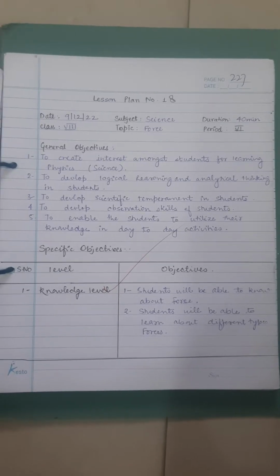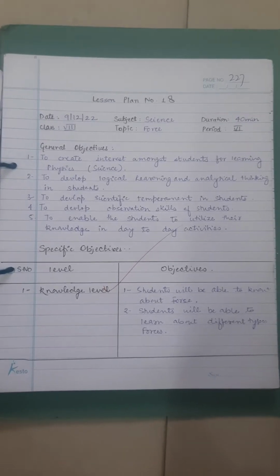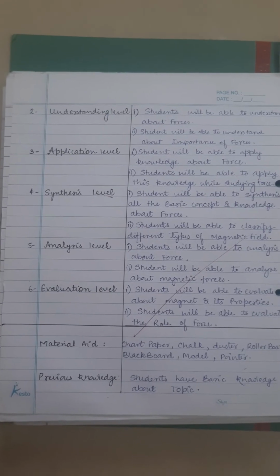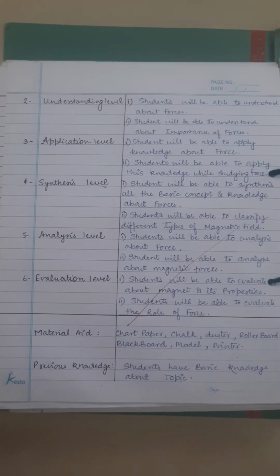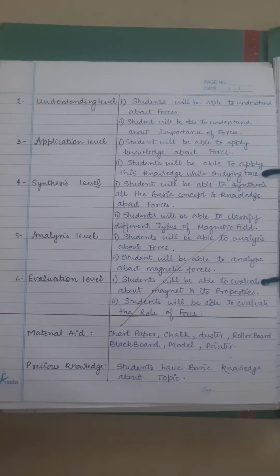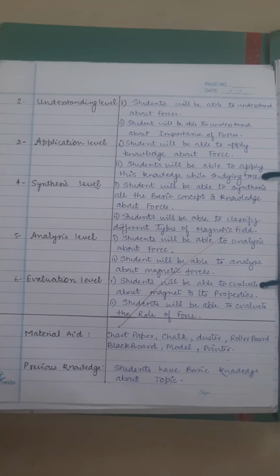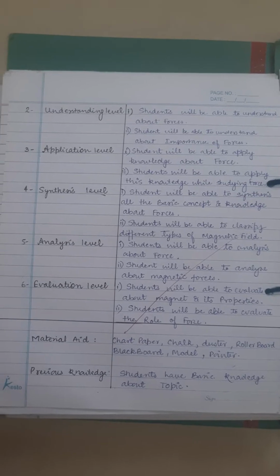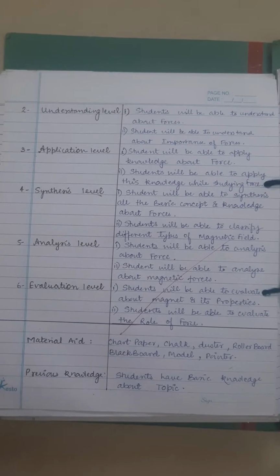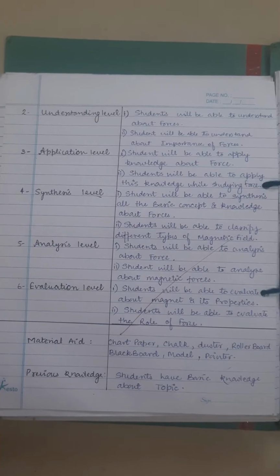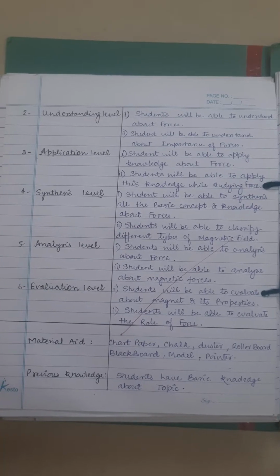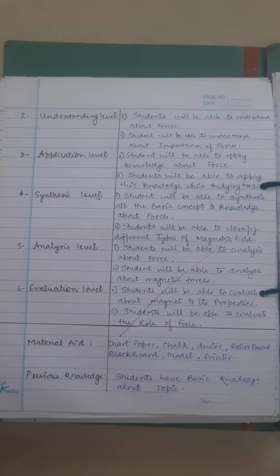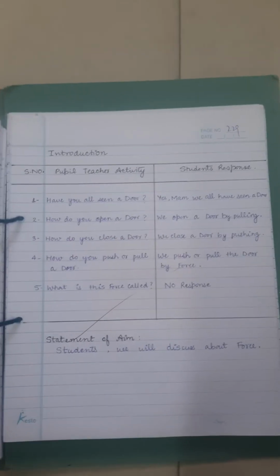Then you have to write specific objectives having 6 levels. First is knowledge level with its two objectives, then second understanding level, third application level, fourth is synthesis level, fifth is analysis level and sixth is evaluation level. Each one of them has two objectives. Then you have to write materials. What are required? That is chart paper, chalk, duster, roller board, blackboard, model and pointer. Then you have to write previous knowledge, that is students have basic knowledge about the topic.